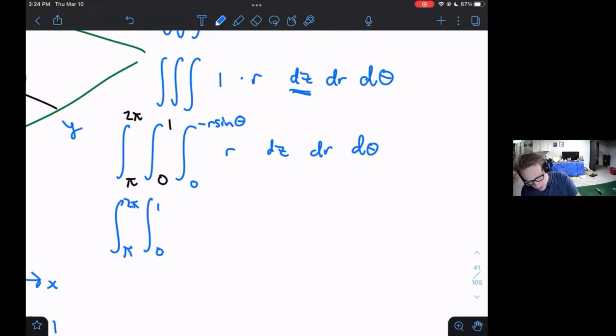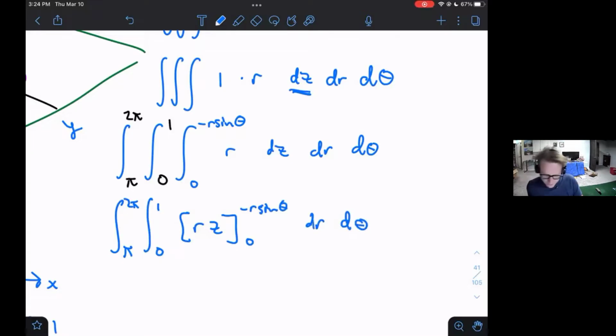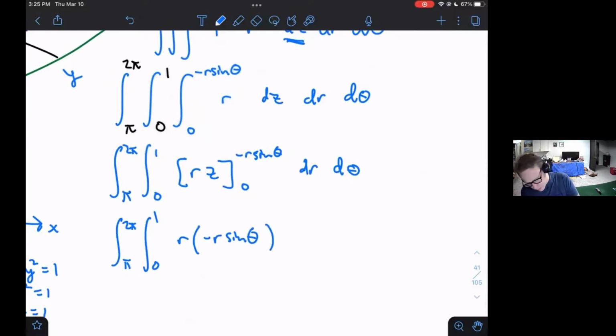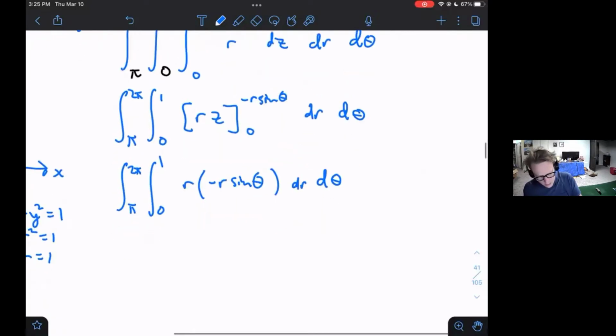So when I integrate with respect to z, well, r is constant with respect to z. So I just get a z, and we do this from 0 to negative r sine of theta. And we still have to integrate with respect to r and with respect to theta. So let's plug these things in. When I plug in 0 and I plug in this negative r sine of theta, we're going to have negative r sine of theta minus 0, which doesn't really do a whole lot. And there we go.